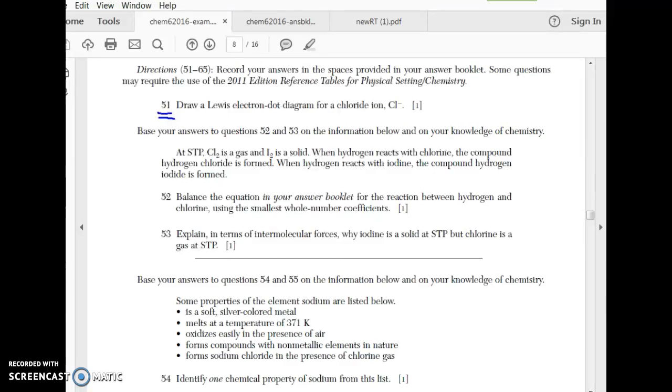Base your answers to 52 and 53 on the information below and your knowledge of chemistry. Always read these passages, my friend. It often has information that's indispensable to answering the question. Now, number 52, you just have to jump to your answer booklet. You're going to balance the equation. So let's go there.